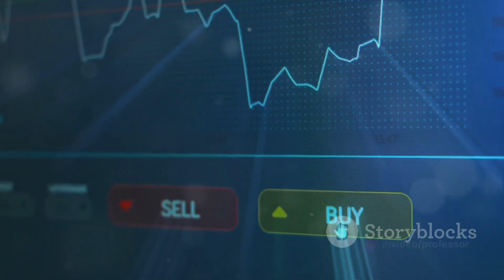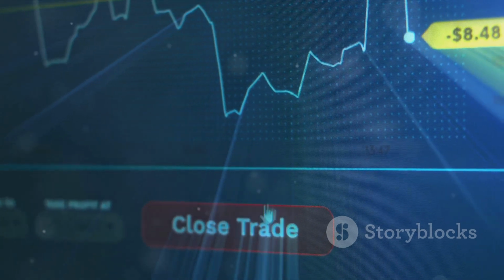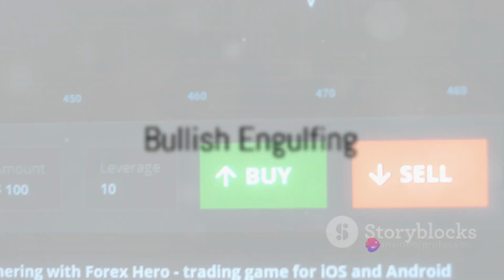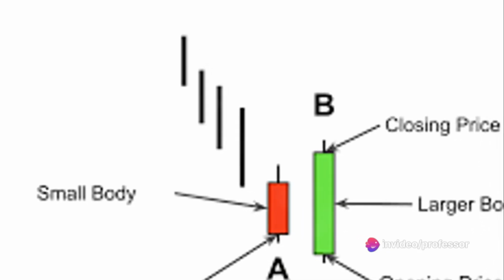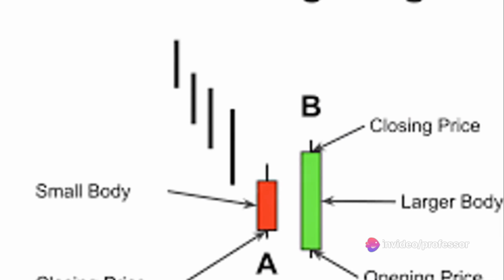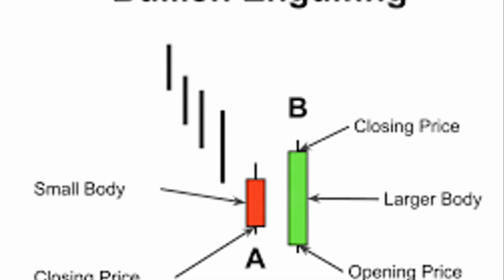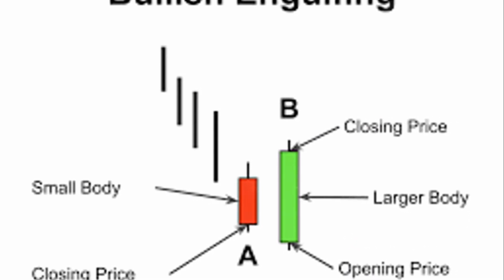Now that we've laid the groundwork, let's explore some popular candlestick patterns. First on our list is the bullish engulfing pattern. Now, this is a pattern that gets its name from the way it seems to engulf the previous candlestick. It's a strong indicator that the bulls or buyers are gaining ground in the market. Let's break it down a bit.